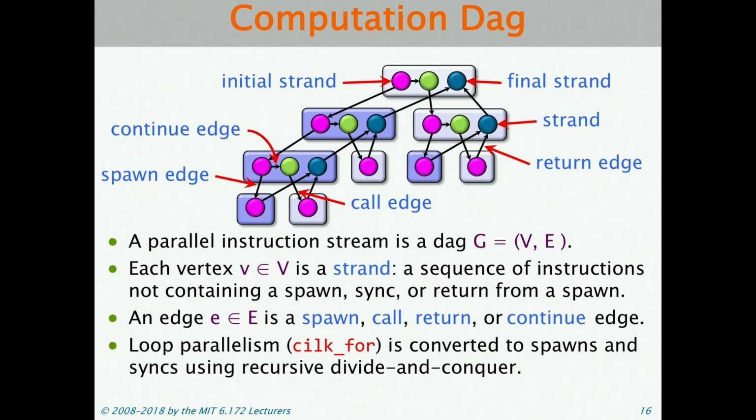And notice that in this computation DAG, we never explicitly represented cilk_for because, as I said before, cilk_for loops are converted to nested Cilk spawns and Cilk sync statements. So we don't actually need to explicitly represent cilk_for in the computation DAG. Any questions on this definition? So we're going to be using this computation DAG throughout this lecture to analyze how much parallelism there is in a program.